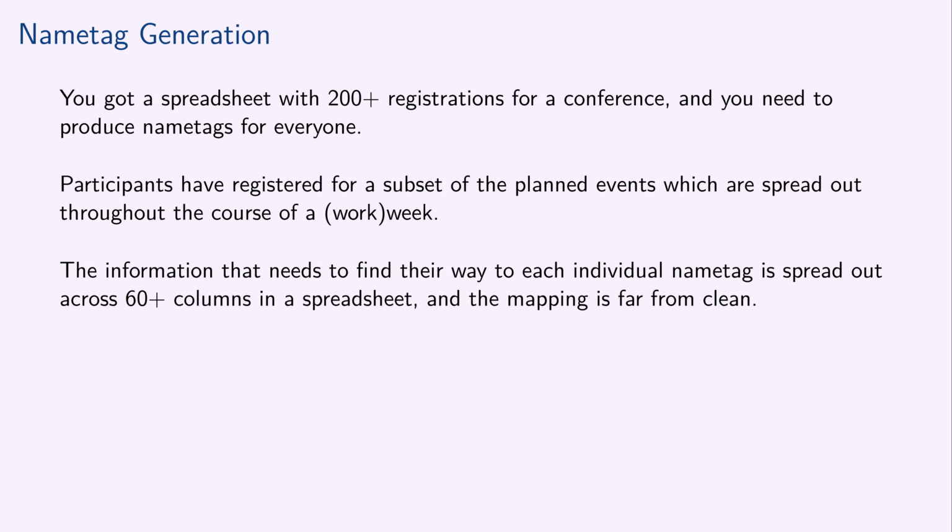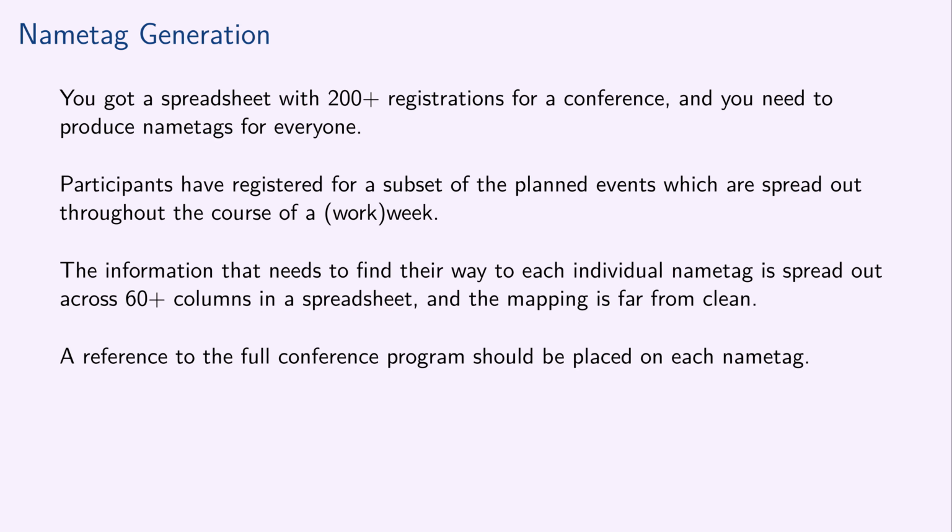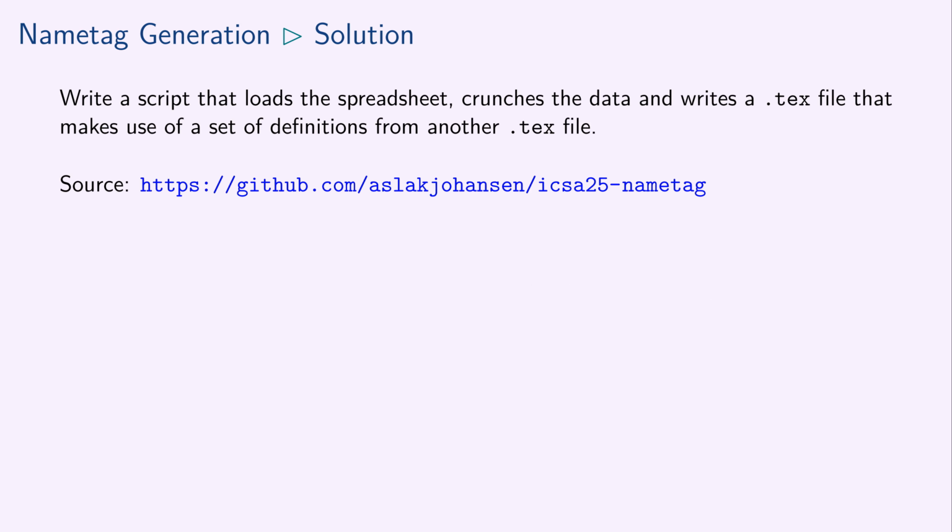The information needed to extract that mapping from participant to what they had registered for was spread out across about 60 columns in a spreadsheet. And the mapping was not clean. So a lot of conditioning would have to be done in order to pull out these things. We also had to have a reference to the full conference program on the name tag, and we needed certain logos for the conference, for sponsors, that kind of stuff.